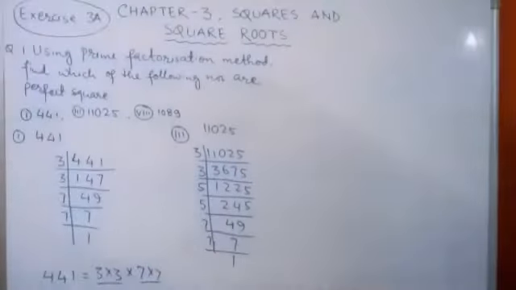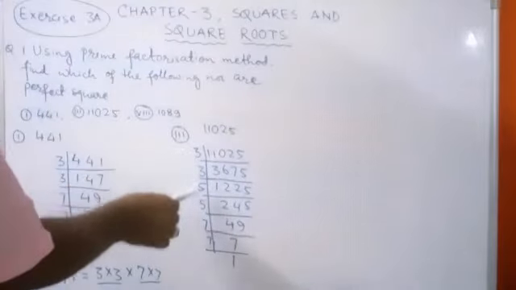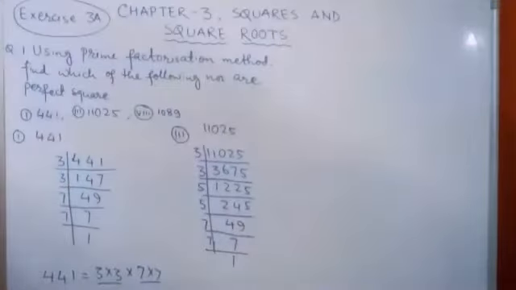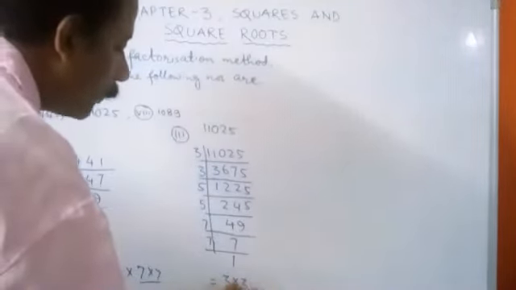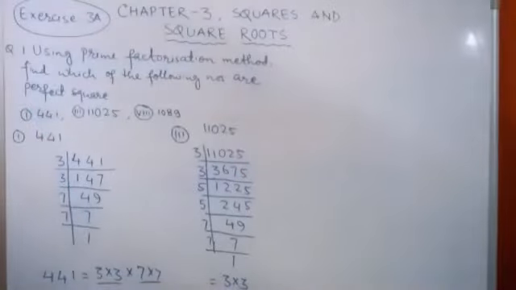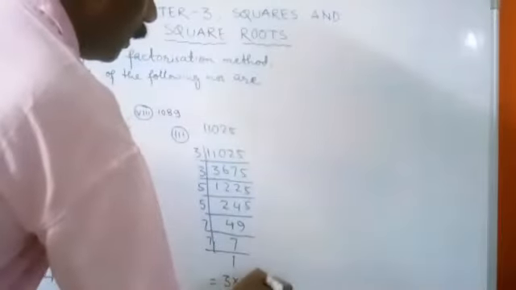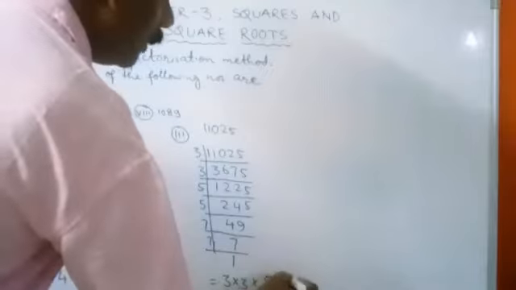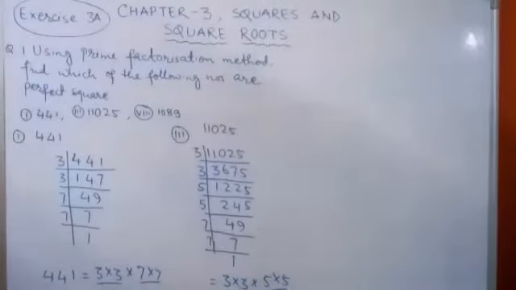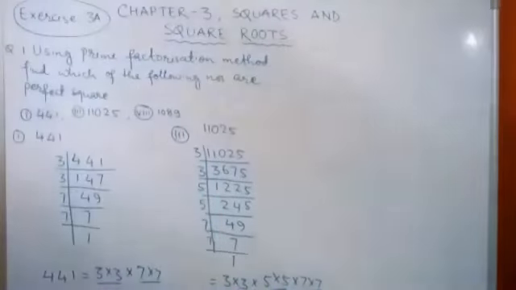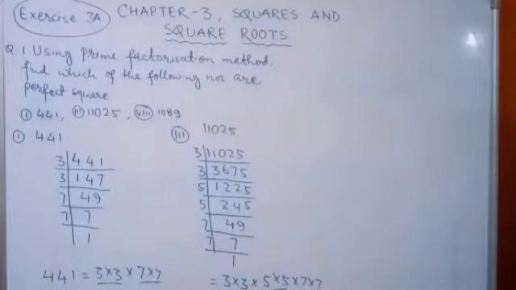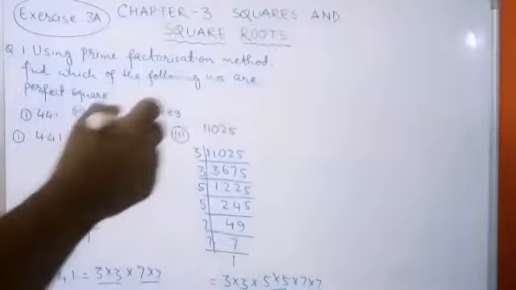Here we again see the numbers are in pair form, 3 into 3. That means this natural number is multiplied by itself, which is a perfect square. 5 multiplied by 5 is again a perfect square. Into 7 is also the square of a natural number, which is a perfect square. So the number 11025 is a perfect square number.